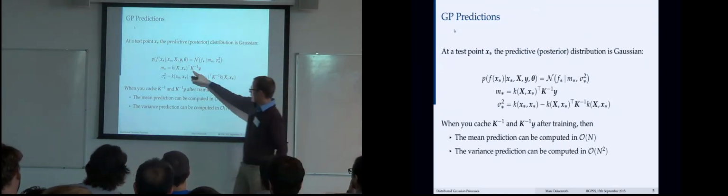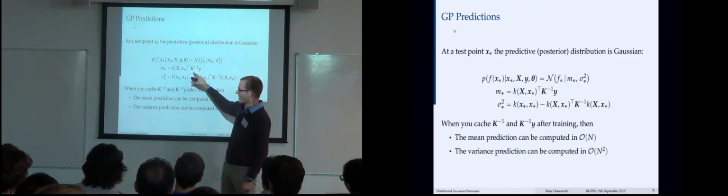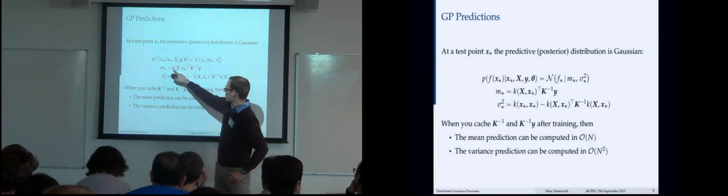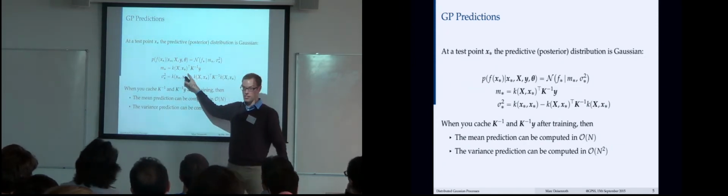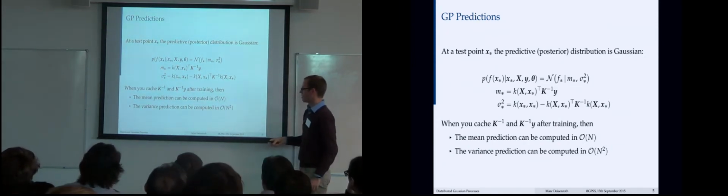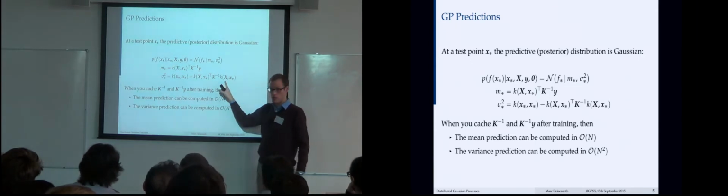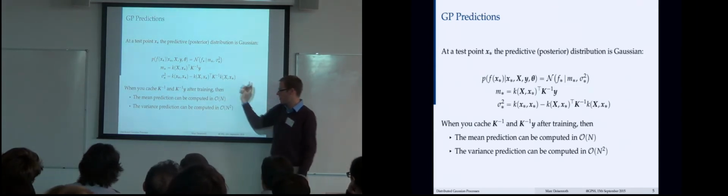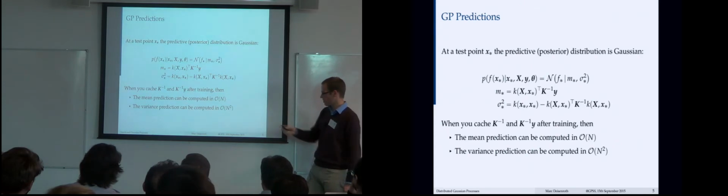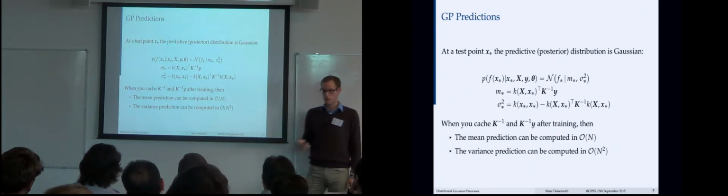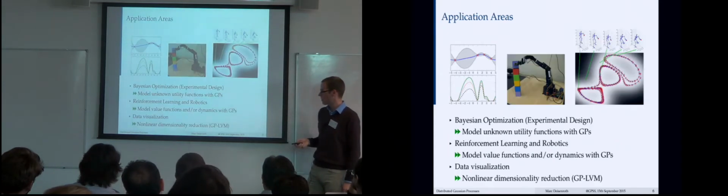Right, so now we cache this guy, and we have a scalar product here. So this is just linear in the number of data points. And then this can be computed in quadratic time. So this is nice: linear and quadratic if you want to compute the mean and variance.